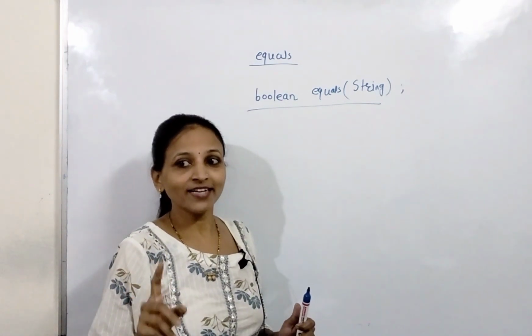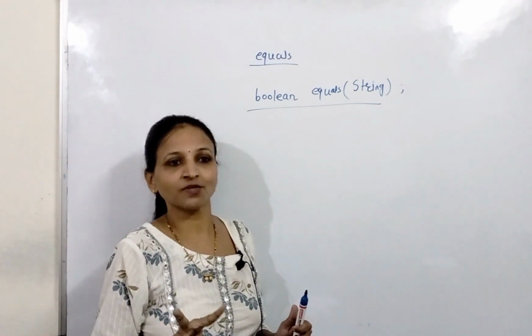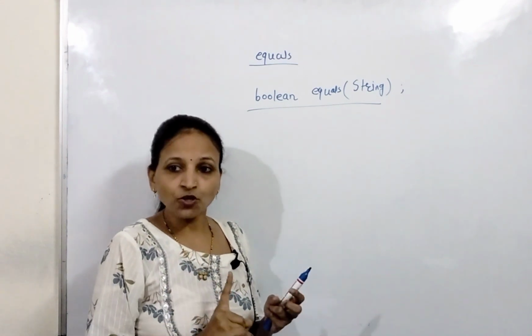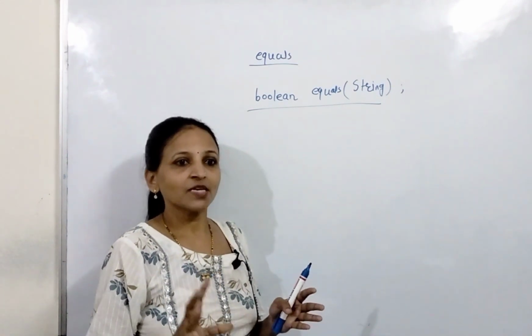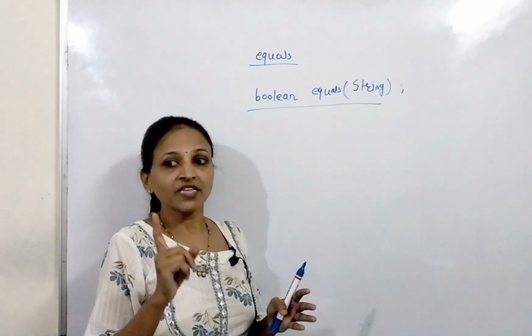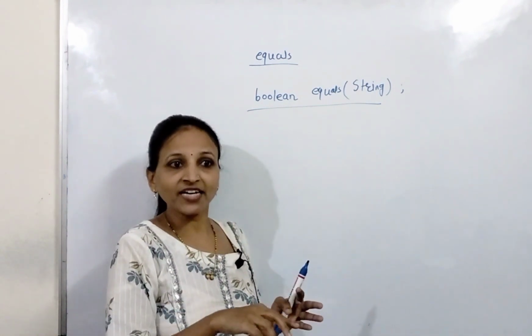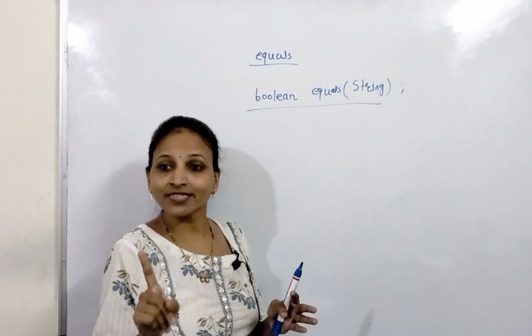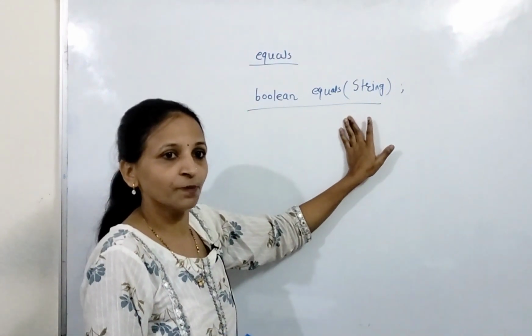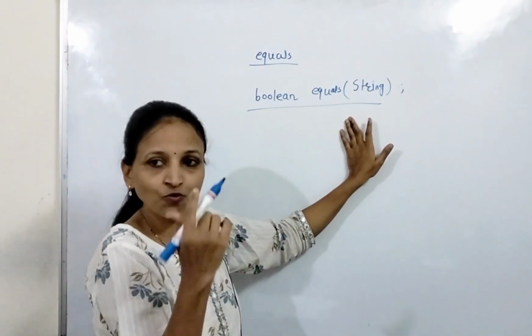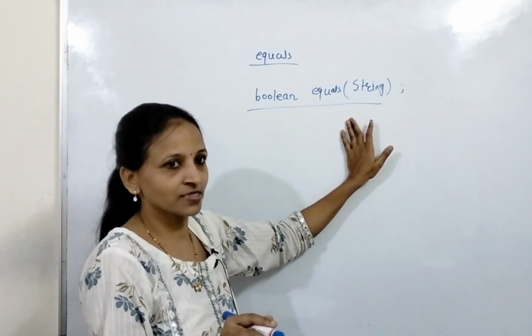Method overriding and method overloading, these two concepts are there in Java. Method overloading means multiple methods having the same name but different arguments. Method overriding means the parent class and child class both have the same method. This method is present in the Object class and it is overridden here in the String class.